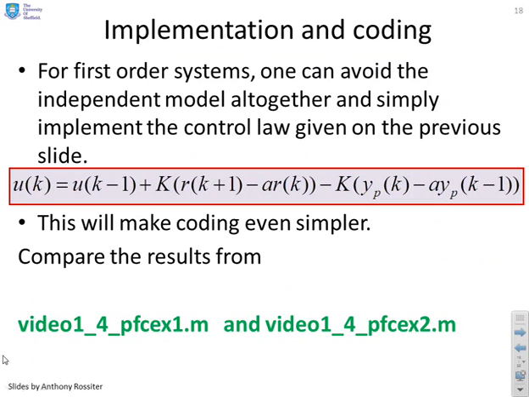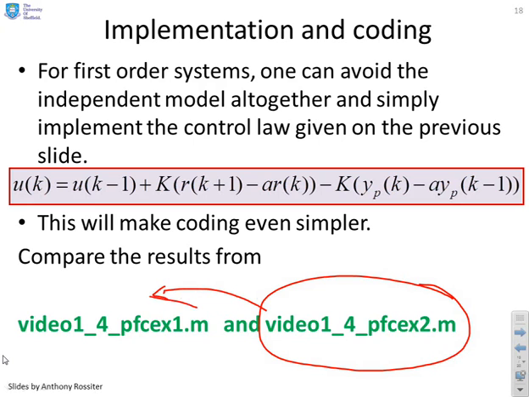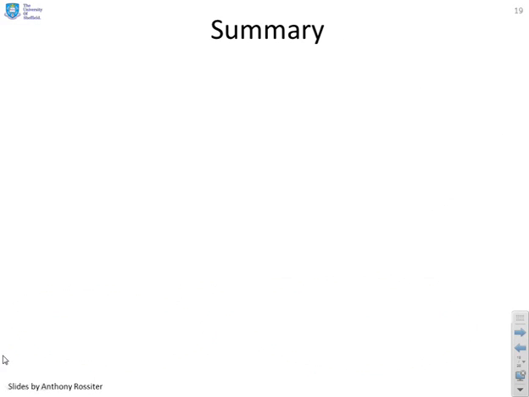So we've given you the code here, and what we've done is we've implemented that control law in this file, video1_for PFC ex2, so you can compare the results with the previous file, which uses the nested loops. So you can either do the nested loops, or you can use this form here, and you will see both files give you the same responses.